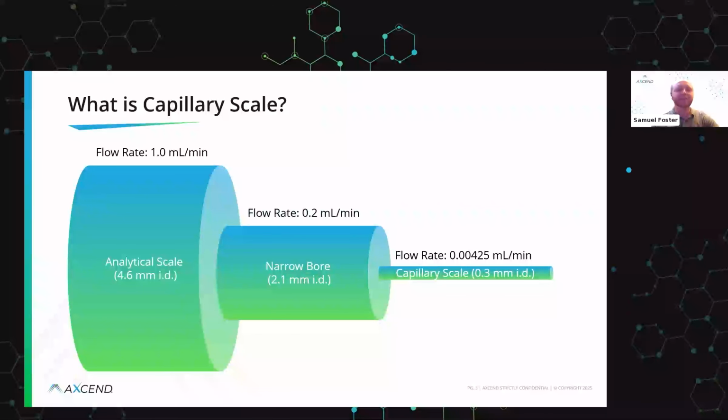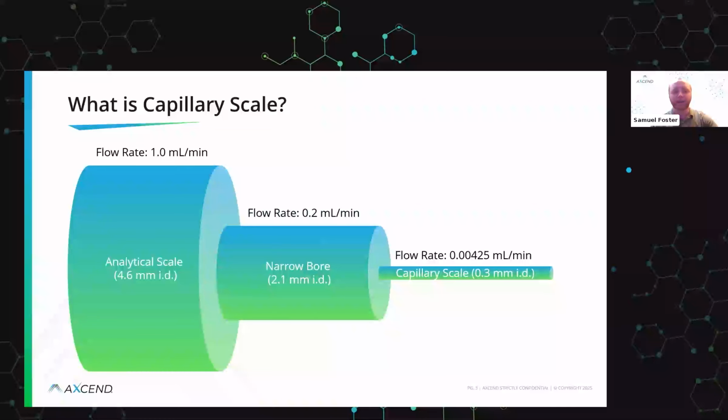So first and foremost, for our repeat viewers, I'm sure they've seen this slide a bunch. Chromatographic scale is typically defined based on the inner diameter and therefore the flow rate of your column. So as you shrink the inner diameter, the flow rates needed to achieve the same linear velocity, or speed that you move through the system, goes down dramatically.